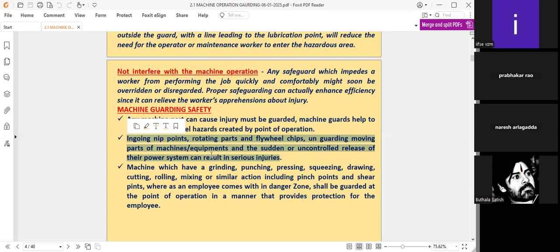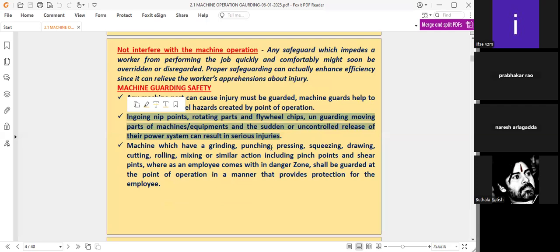Machines which have grinding, punching, pressing, squeezing, drawing, cutting, rolling, mixing, or similar action, including pinch points and shear points. Whenever an employee comes into the danger zone, definitely where these parts are, the person who is nearby or who is operating this equipment is in the danger zone.